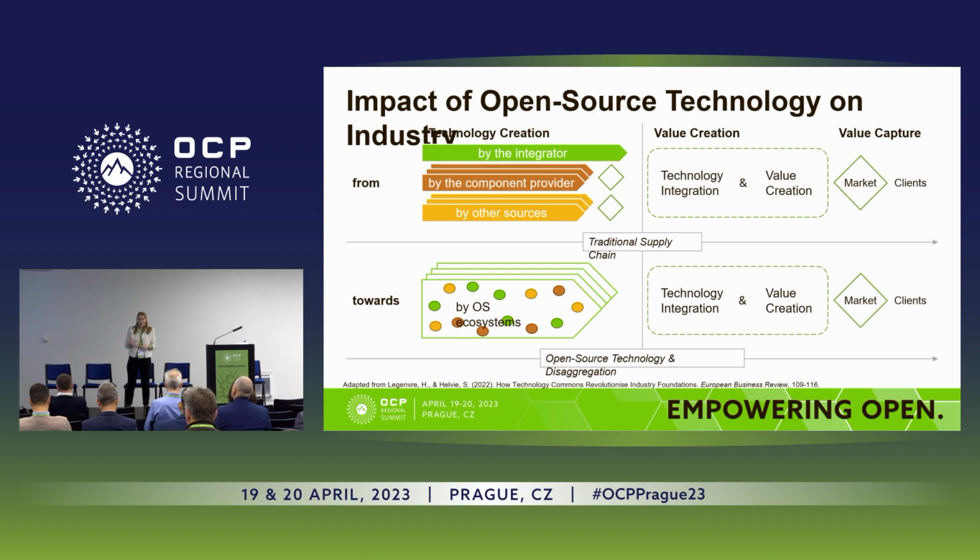Now, if you look at the lower part of the graph, we have open source technology, which then leads to having an open source ecosystem. So the technology creation is happening in collaboration. The value creation is happening in the same way. And then that also means that the individual members of the ecosystem are more visible when it gets to the market and to the clients. So this is why we then talk about a disaggregation of the industry.